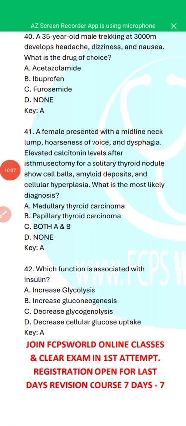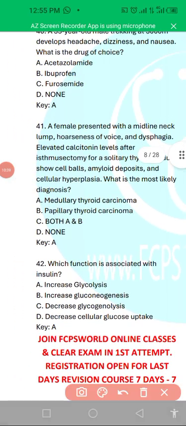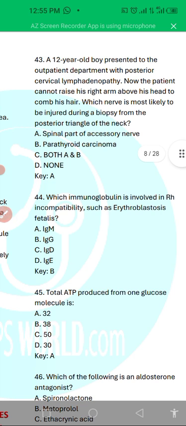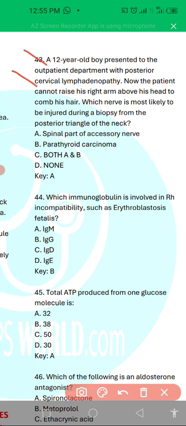Okay, which function is associated with insulin? Insulin increases glycolysis. Next one: a 12-year-old boy presents in the outpatient department with posterior cervical lymphadenopathy. Now the patient cannot raise his arm above his head level and comb his hair. Inability to comb hair is associated with spinal accessory nerve damage. A lesion in the spinal accessory nerve results in inability to comb the hair.